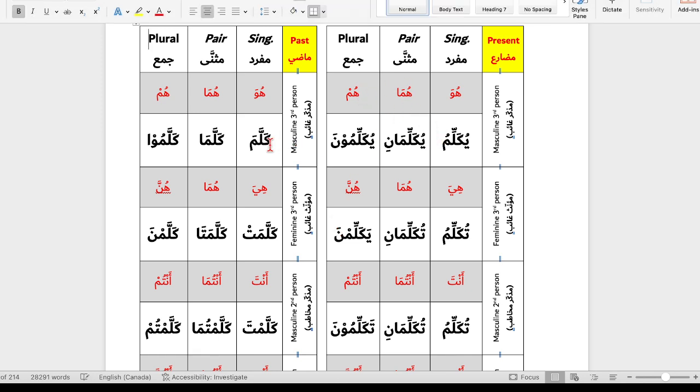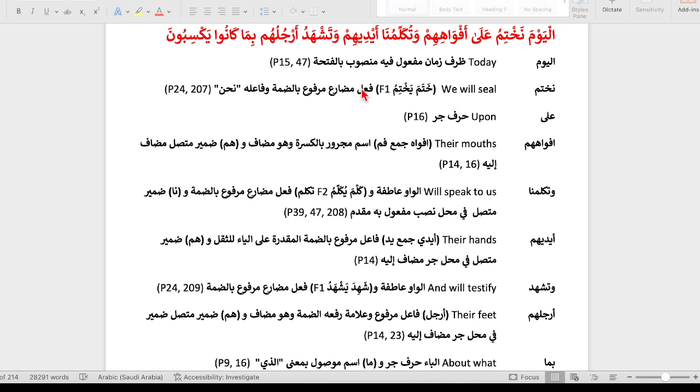So huwa kallama past tense, huwa yukallimu present tense, huwa yukallimu, huma yukallimani, hum yukallimuna, hiya tukallimu. So hiya tukallimu is the verb form used. Why is it hiya? Because the fa'il is masculine or feminine here.